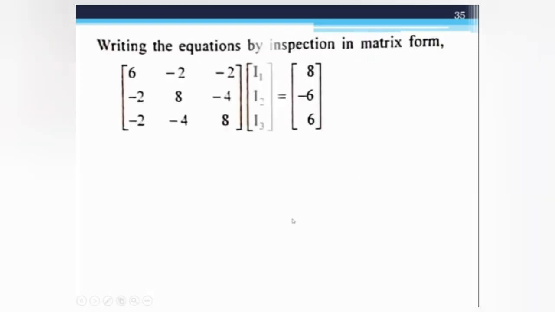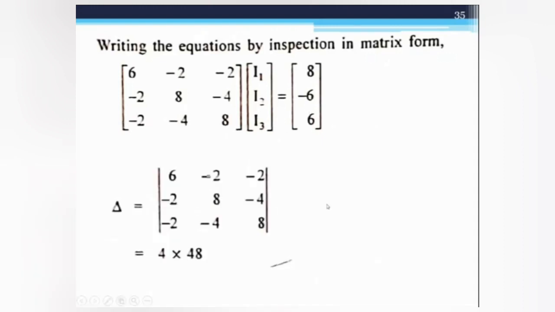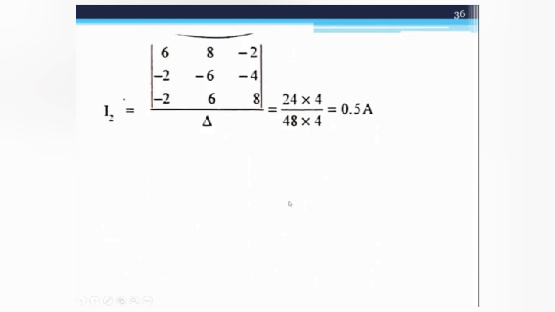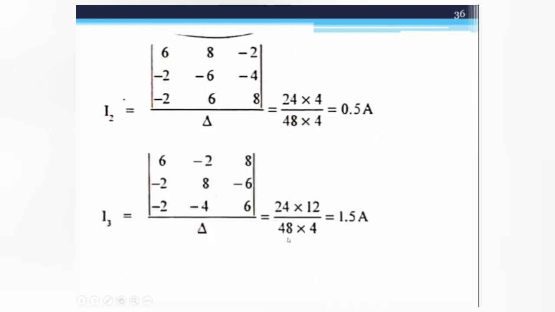When we prepare the matrix it becomes like this: 6, minus 2, minus 2; minus 2, 8, minus 4; minus 2, minus 4, 8. Again, find D, D1, D2 and D3. This is your delta, meaning D. This one is your D2. This one is your D3.